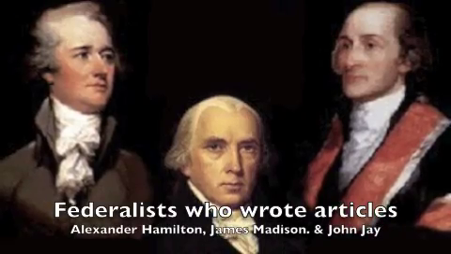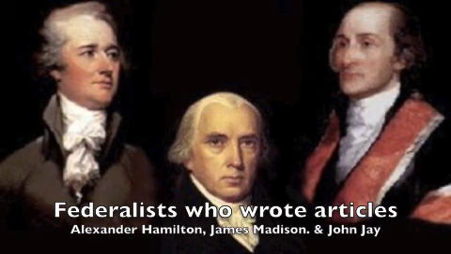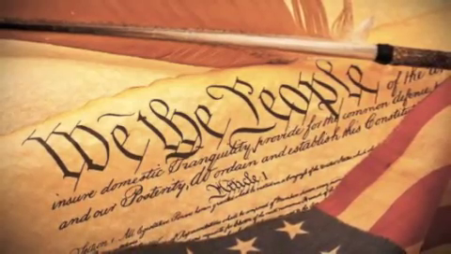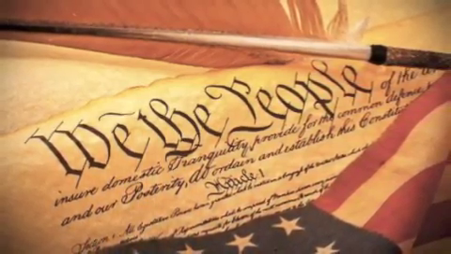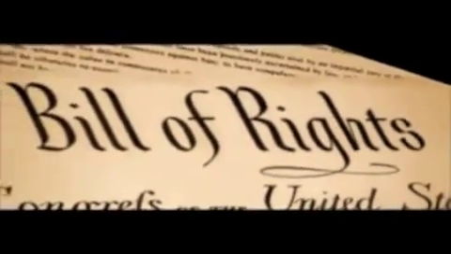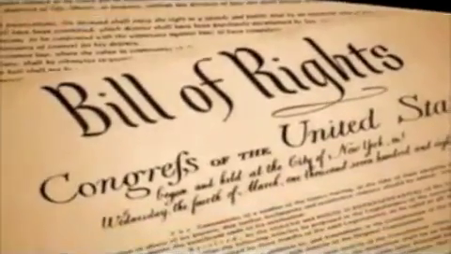The Federalists, led by James Madison, Alexander Hamilton, and John Jay, wrote a total of 85 articles on why the new Constitution was good and needed to be ratified or approved by the states. These articles would be called the Federalist Papers. Their purpose was to help increase support for the Constitution. The major argument that the Anti-Federalists had was that the new Constitution did not have a Bill of Rights.